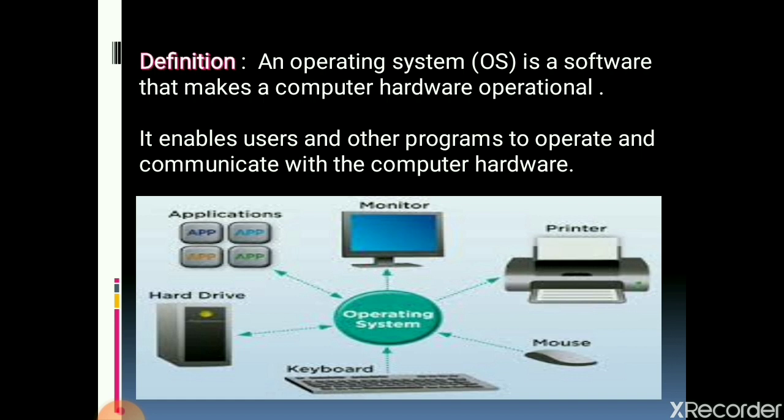If you observe this diagram here, you can find the different applications, monitor, printer, mouse, keyboard, and even the hard drive. These all depend on the operating system, and all the different users as well as the programs are going to operate and communicate with the operating system only.